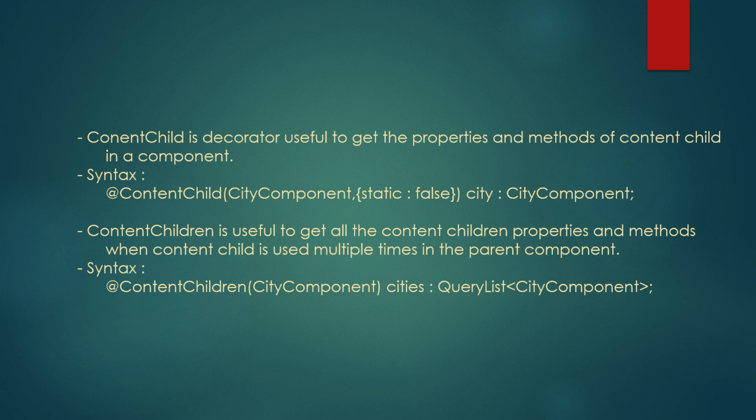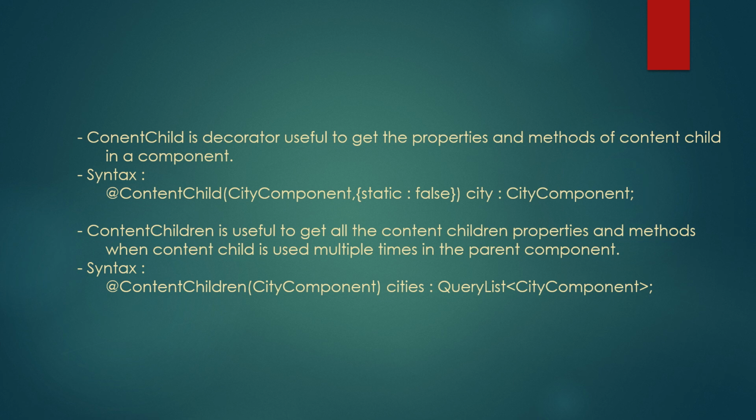Okay, content child is useful to get the properties and methods when the city component is used within the parent component. If you want to get the properties and methods, you have to use content child decorator. The syntax is content child, and then we have to specify the projected component class name, city component. Then you have to give static false. Then we need to specify the property here, city. Then the type is city component.